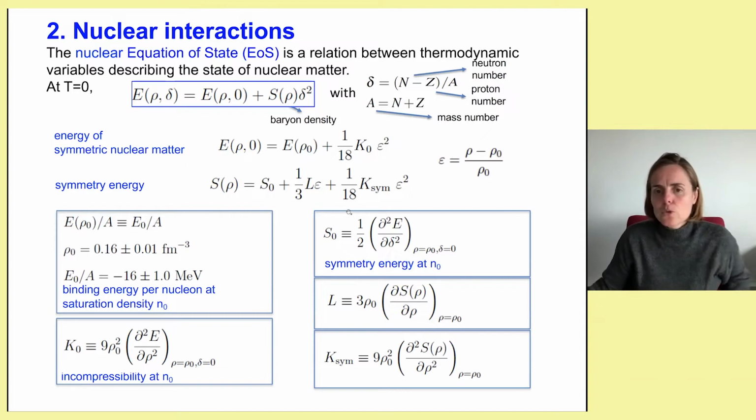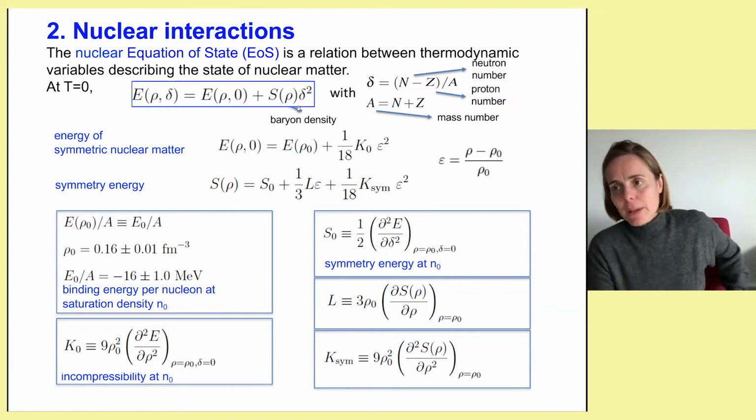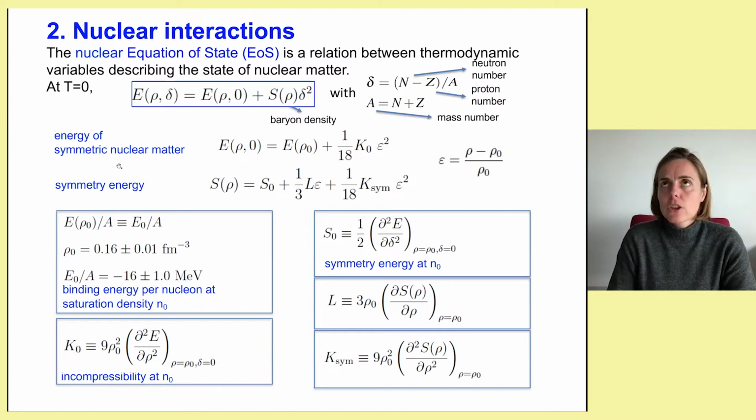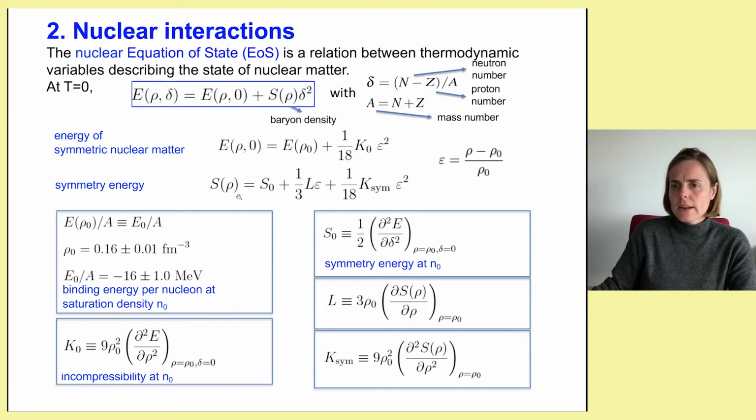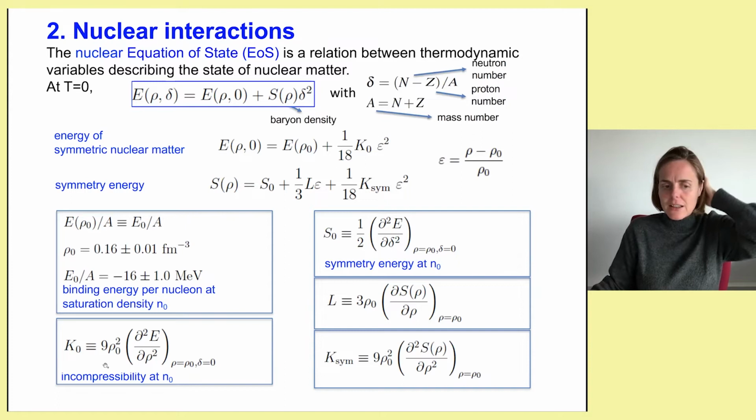And then you do an expansion around it. The part which gives you information on this asymmetry is called the symmetry energy. This gives you information on how difficult it is to change all neutrons into protons. And here you can also do an expansion in density, and you have different terms: the first derivative, this L term, and then this second one, which is similar to the second derivative, like the incompressibility, but in the asymmetry energy, okay?